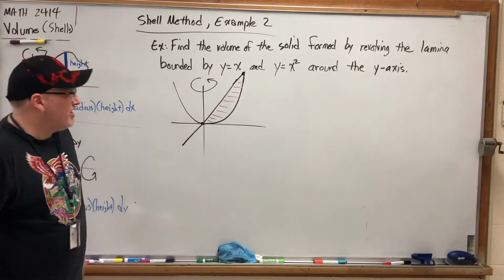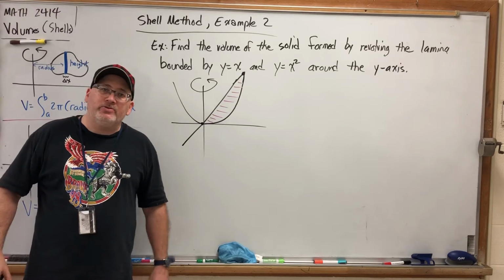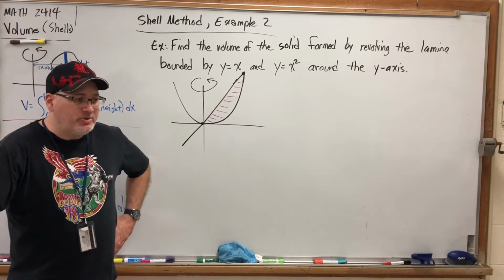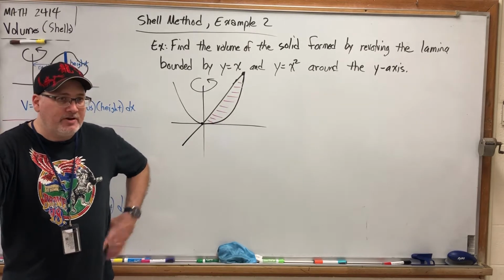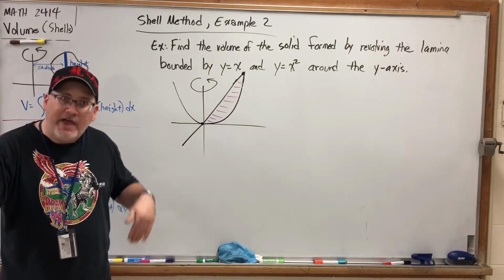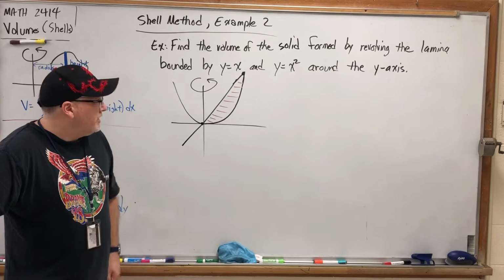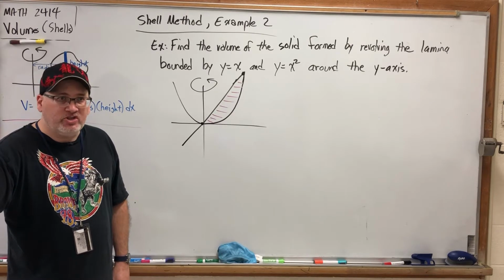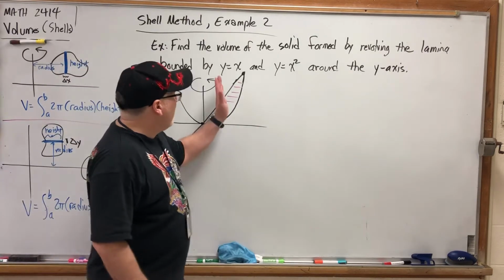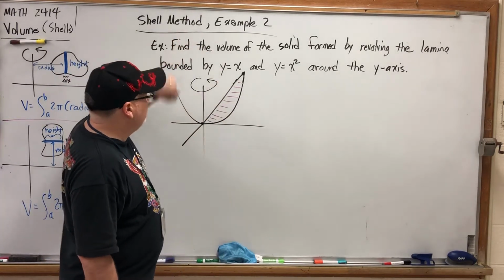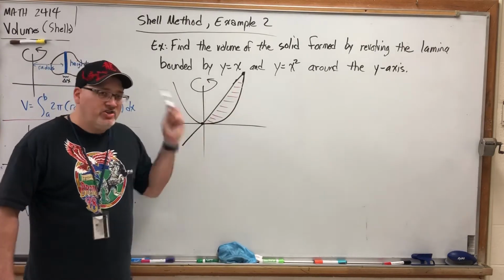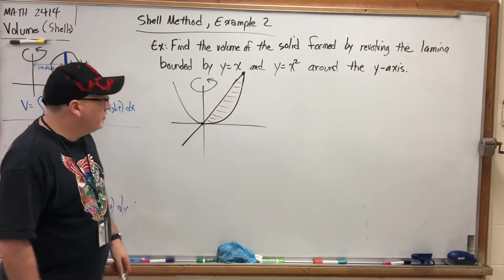And notice in the directions, I didn't say use the shell method or use the disc or washer method. The method that you use depends upon how you cut the lamina. Cut a little piece that you're going to revolve around the axis of rotation. If you cut parallel to the axis of rotation, use the shell method. Remember, parallel, shell. If you cut perpendicular to the axis of rotation, then use the disc or the washer method.